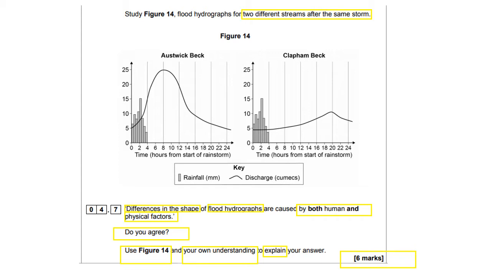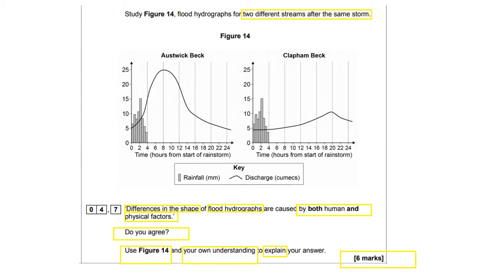Flood hydrographs, obviously above, are caused by both human and physical factors. It's a 6-mark question. Hopefully you can work out from this, there are 3 marks for human factors. There are 3 marks for physical factors. You only need 1 of each, but it is a 6-mark question, so you have to develop quite a lot of detail in these arguments. So the actual question there is, do you agree?